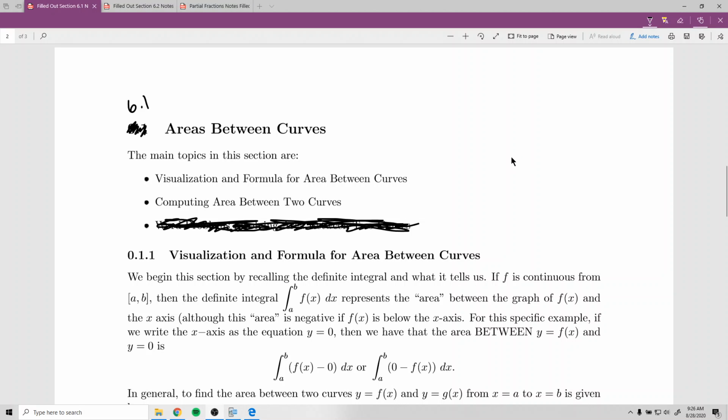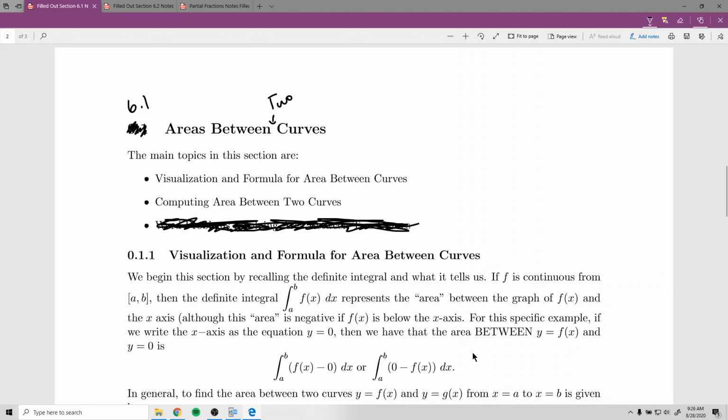This video will be on section 6.1, area between two curves. I guess I should write 2 in here to be more specific. But what we'll do is we'll first visualize looking at the area between two curves, and then we'll do a few problems computing it. What we will see, because I know you can already kind of look down here and ask that that's a lot of words.